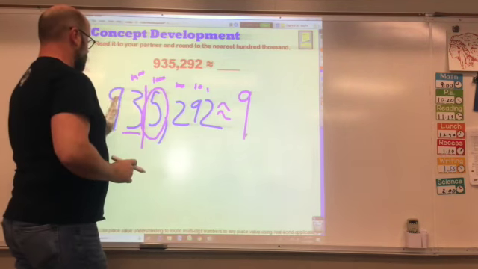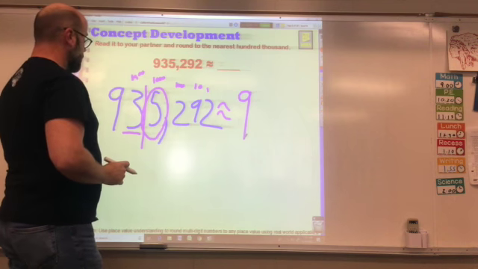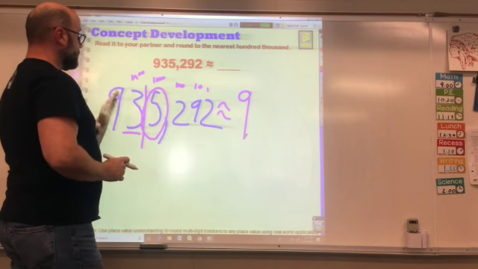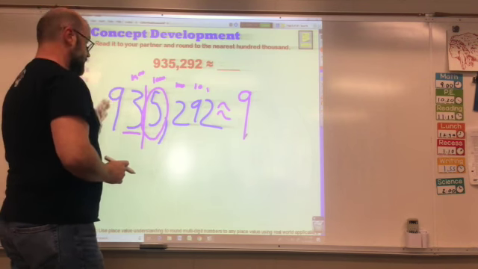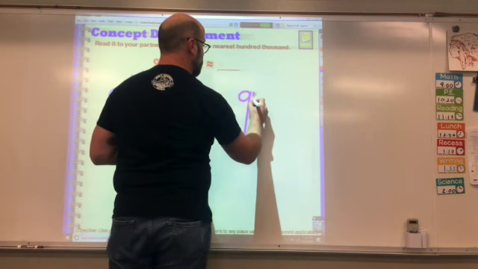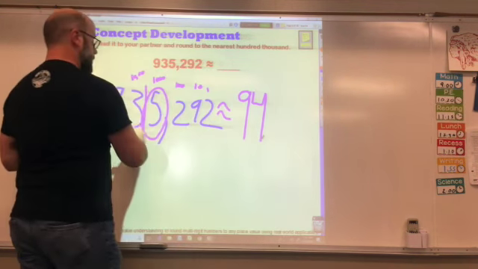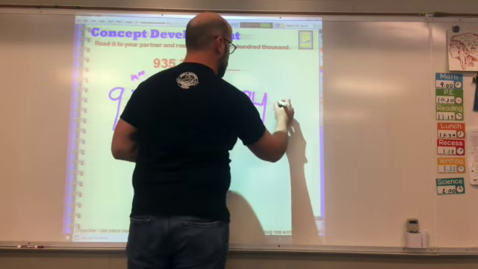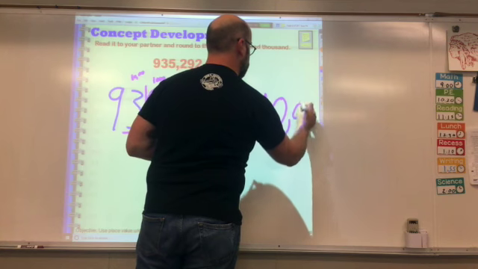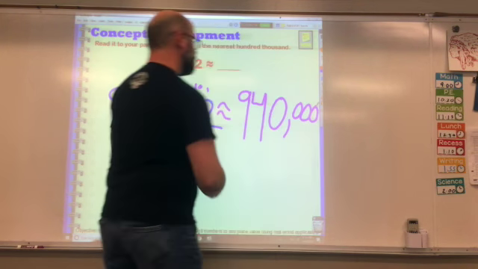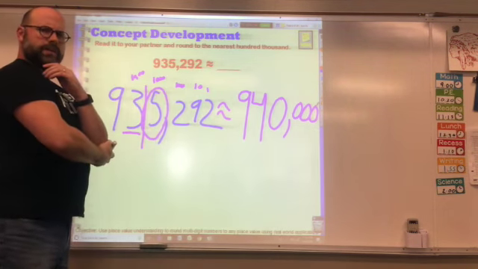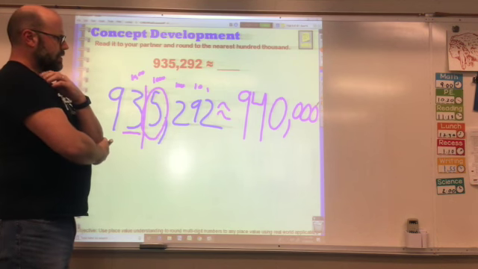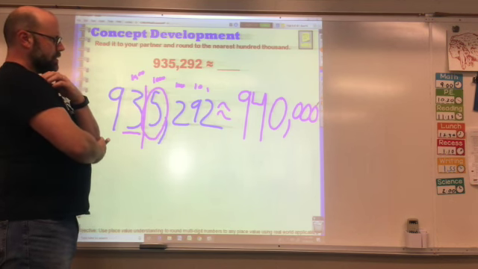So every number on the left side of the place value you're rounding will stay. So 900, we're rounding the 3 up to 4, we said. Every number to the right of the place value you're rounding is a 0 though. 940,000. Is 940,000 greater than 900,000? Yeah, it is.